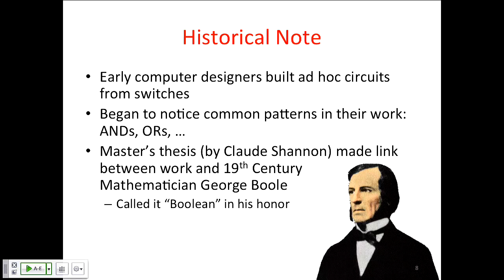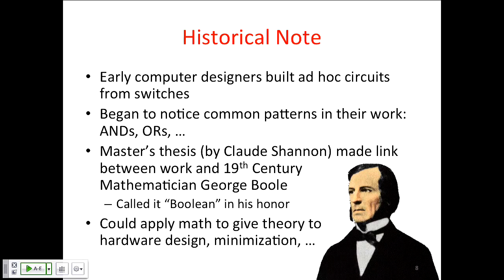He didn't know what the application would be. After the computer engineers had been building these things for a while, Shannon made this connection: that's the same as what this guy had been talking about a while ago. And that's why we call it Boolean logic, in honor of George Boole. So we can use his math to help us simplify our logic designs and make simple circuits using fewer switches.